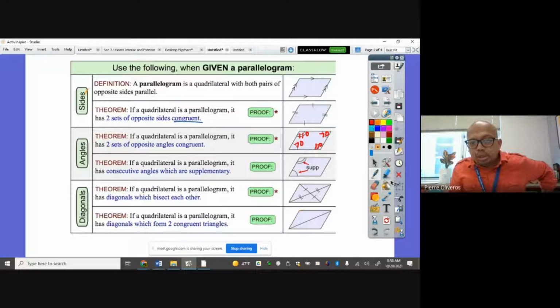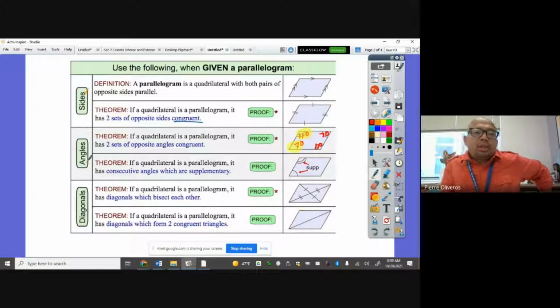And what do you notice? If this is 70, that's good. If this is 110, that's good because they're opposite angles. But look at the 70 and 110. When you add 70 and 110, that will be how much? 180 degrees. And look at the next theorem.